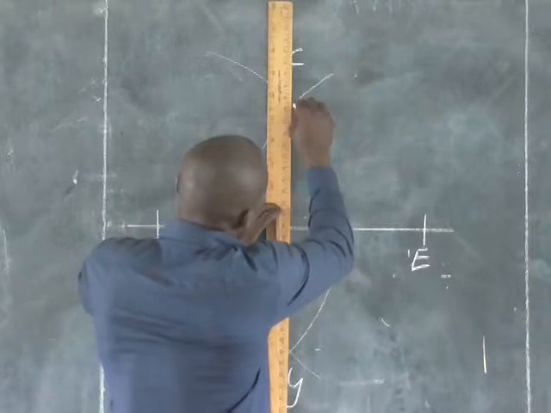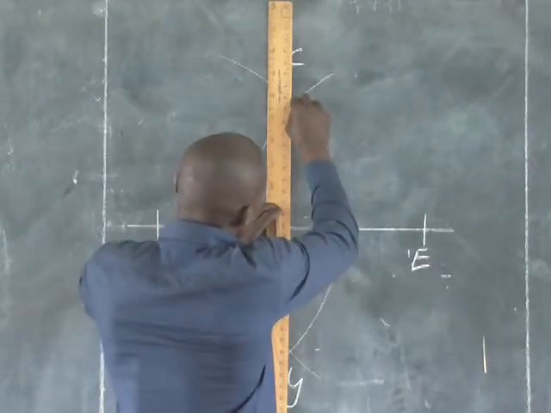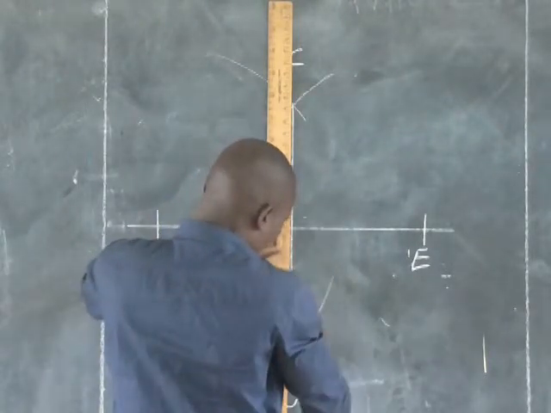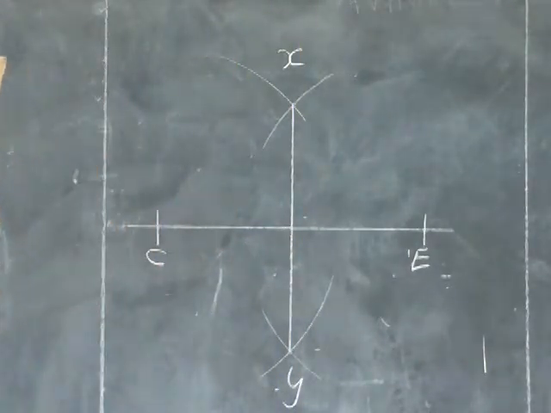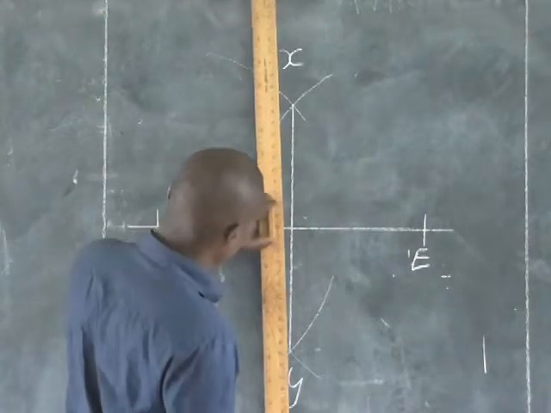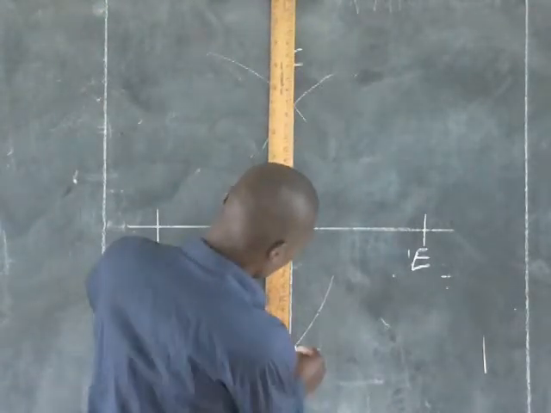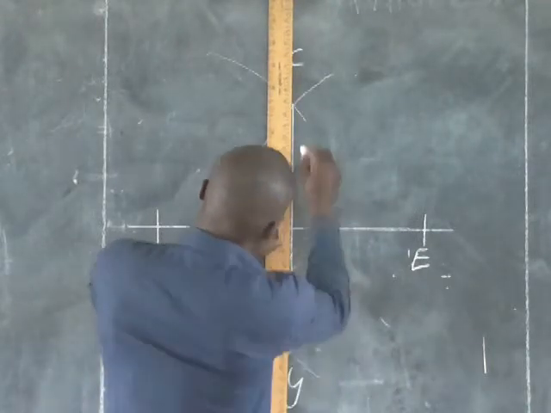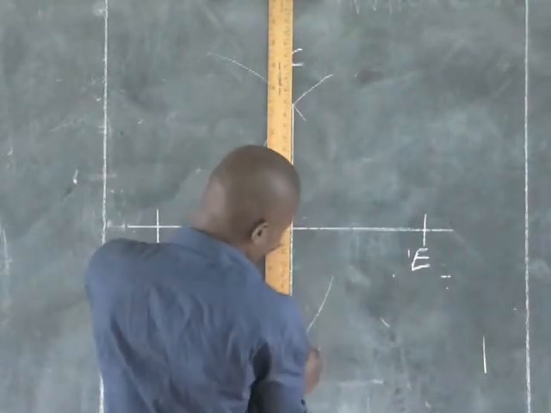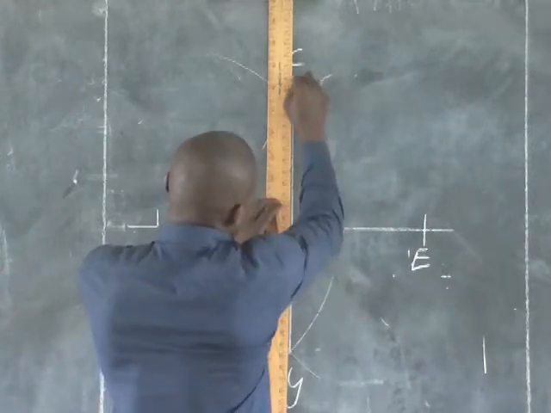You join it neatly. We have joined very neatly. You can see, very straight. X and Y. Very straight.